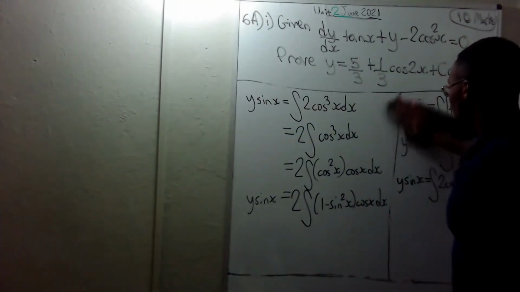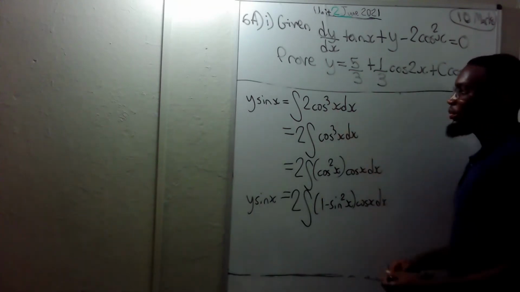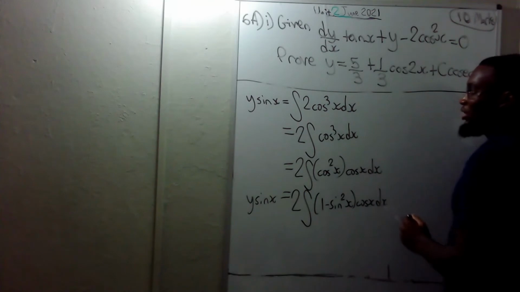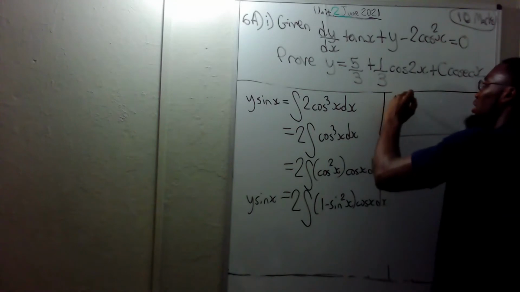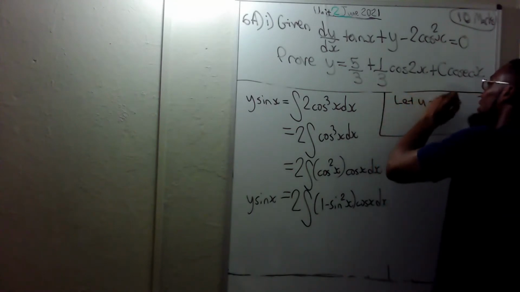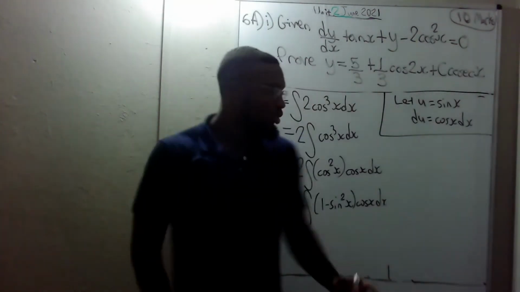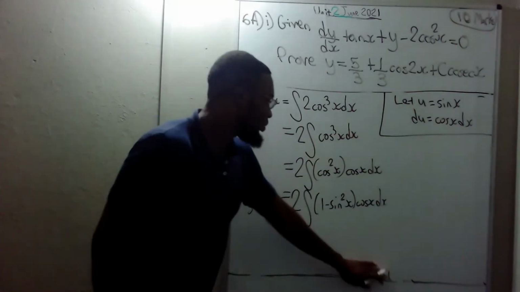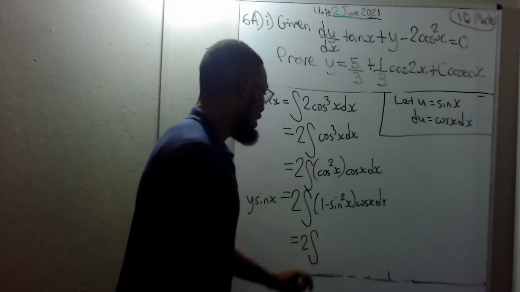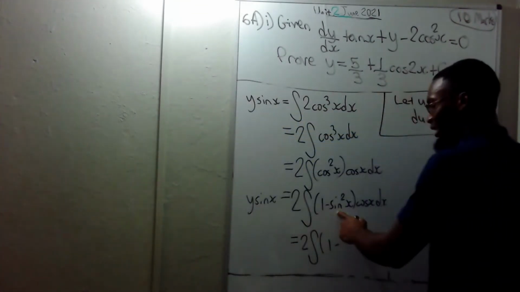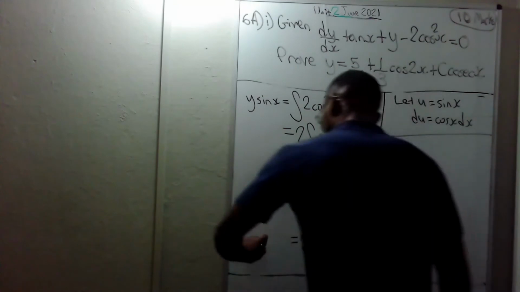Now what we're going to do is use a u substitution. Let u equal sine x, and so du is cos x dx. Because if we substitute u as sine x and du as cos x dx, this becomes equal to 2 times the integral of 1 minus sine x is u, so that's u squared, cos x dx is du, that's y sine x.